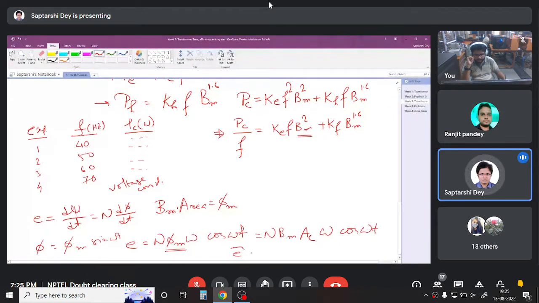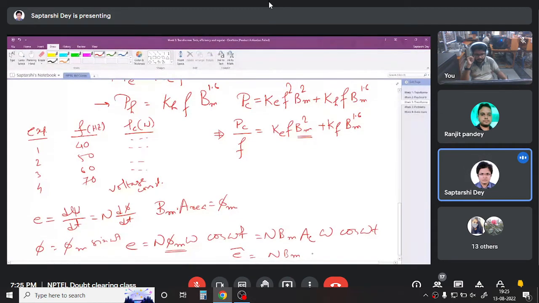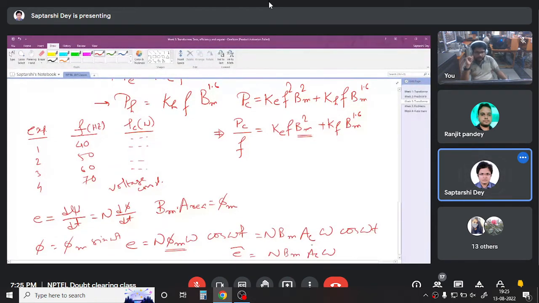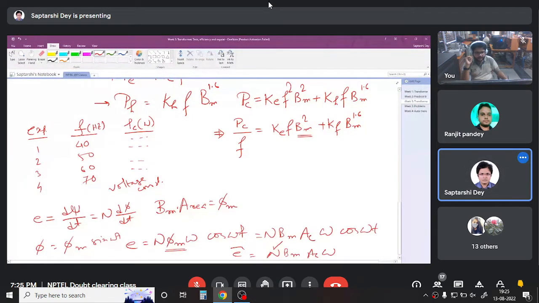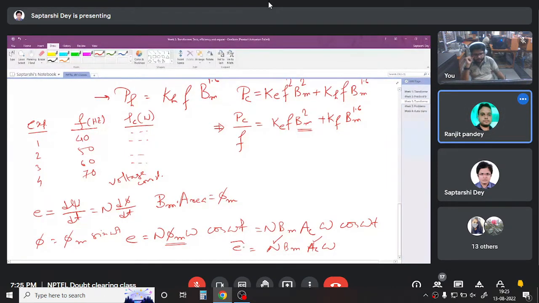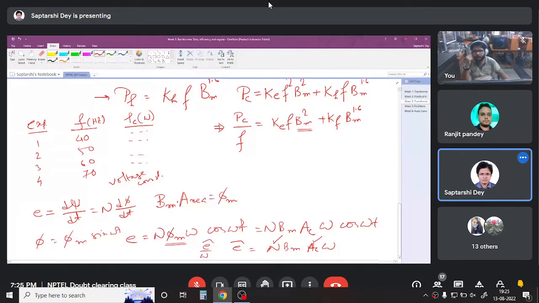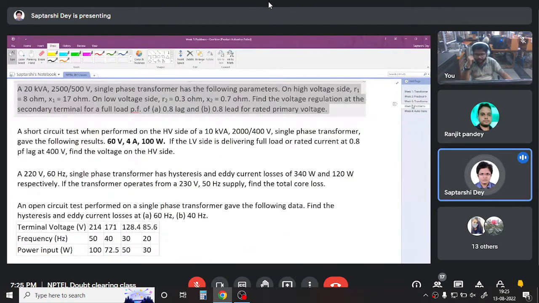Let us take the peak value: N B max AC omega, the magnitude, peak value magnitude. So you see here, N is the number of turns, it is constant. AC, area of the core, is constant. So in this case, what happens is if you take E by omega, just a second, I think I made a small mistake.